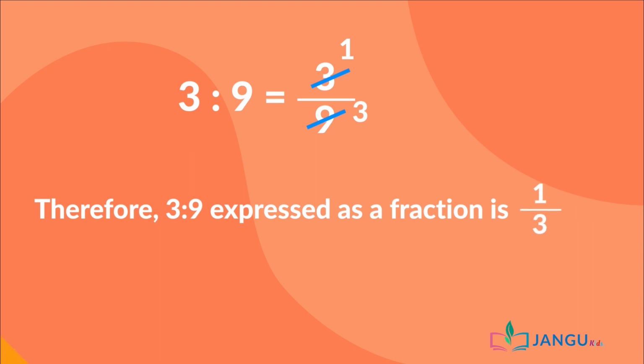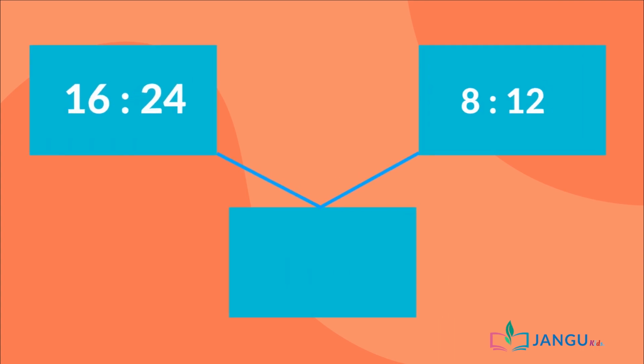Now, based on what we've learned so far, study the ratio patterns in box A and B. Fill the empty box. If your answer is 2 over 3, then you're correct. All numbers are equivalent. They are just expressed differently.